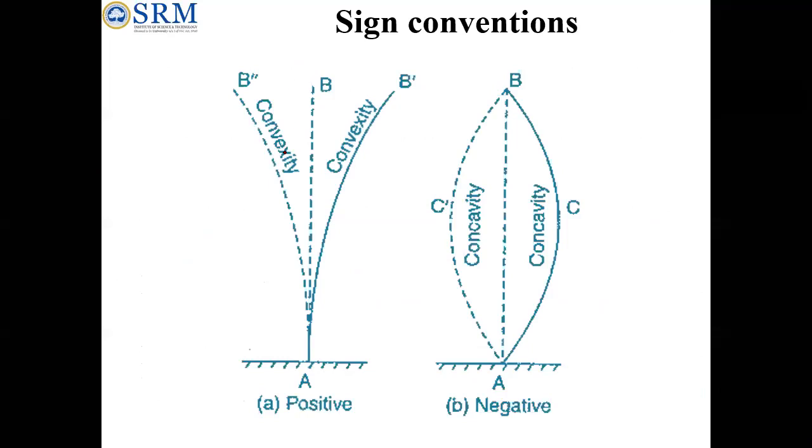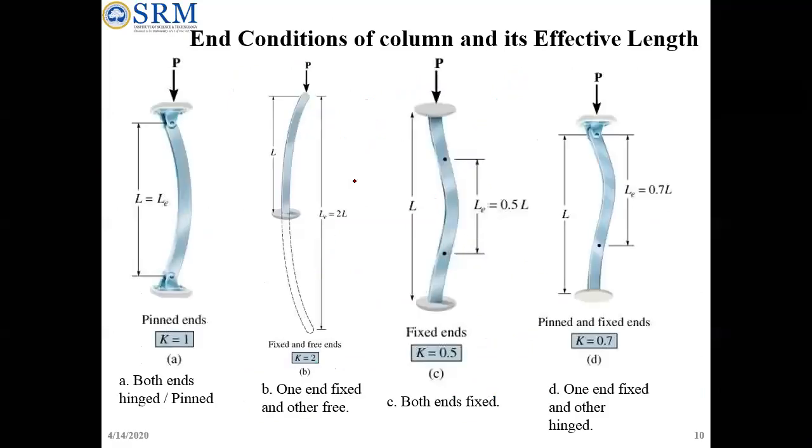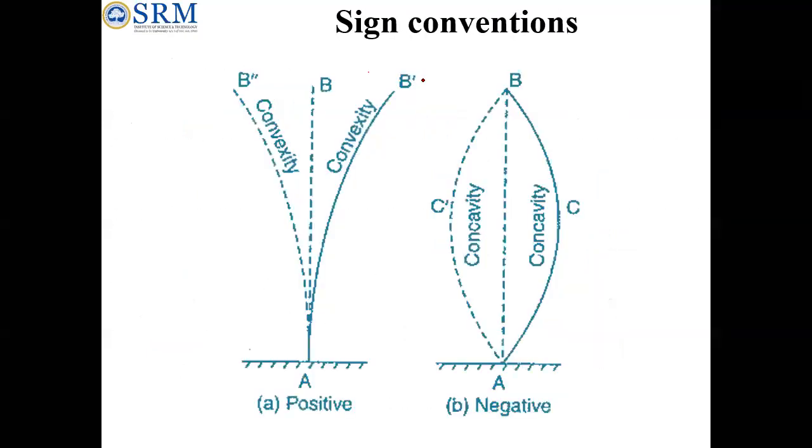And the sign convention: when you apply a compressive load, it depends on how the column is going to deform, convexity or concavity. So positive for convexity and negative for concavity.